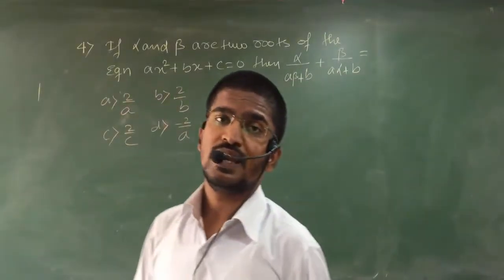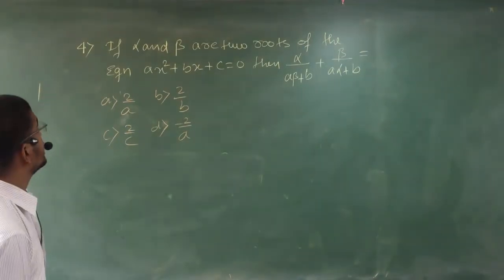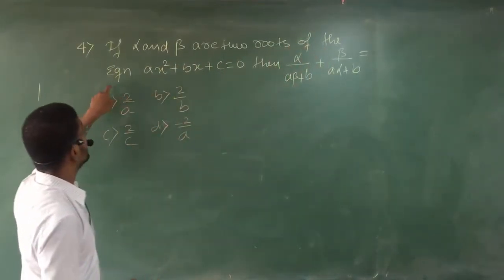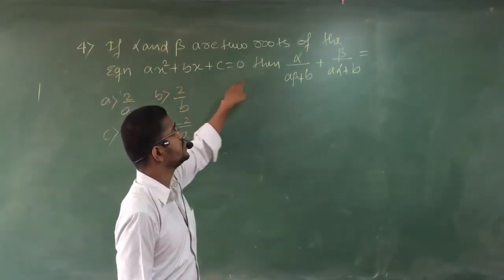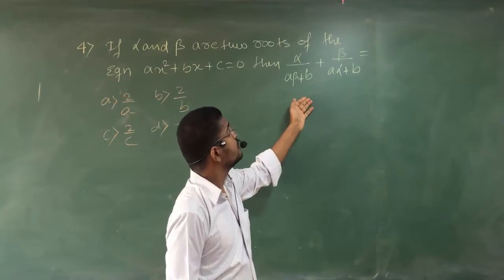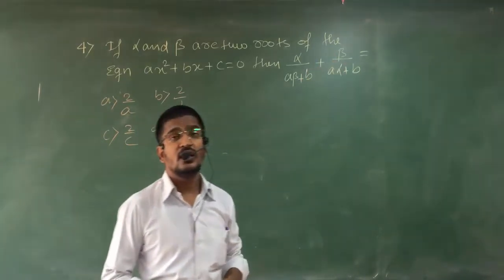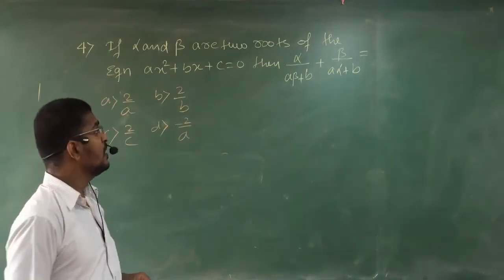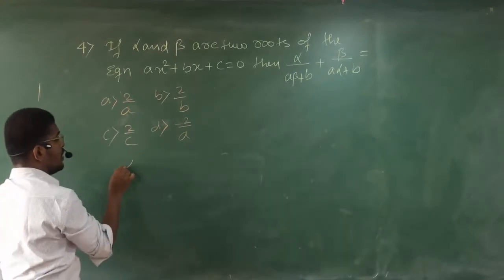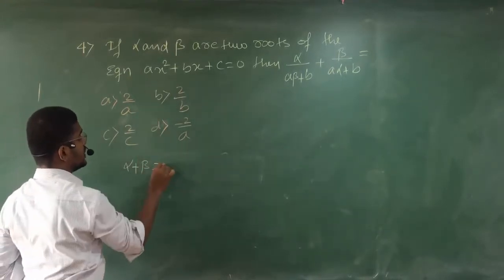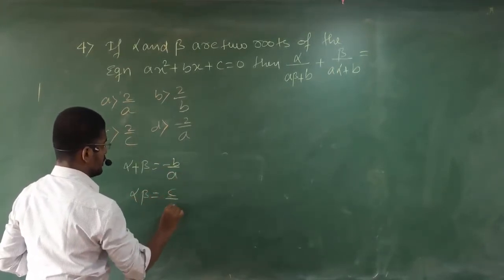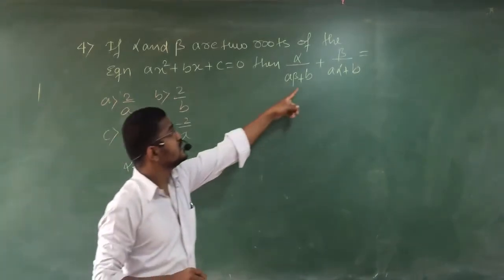Okay students, now let us go for the fourth problem, that is, if alpha and beta are two roots of the equation ax square plus bx plus c equal to 0, then alpha divided by a into beta plus b plus beta divided by a alpha plus b they are asking. Okay, first let us see what will be alpha plus beta for this, that is minus b by a. Alpha into beta will be equal to c by a. Clear students?